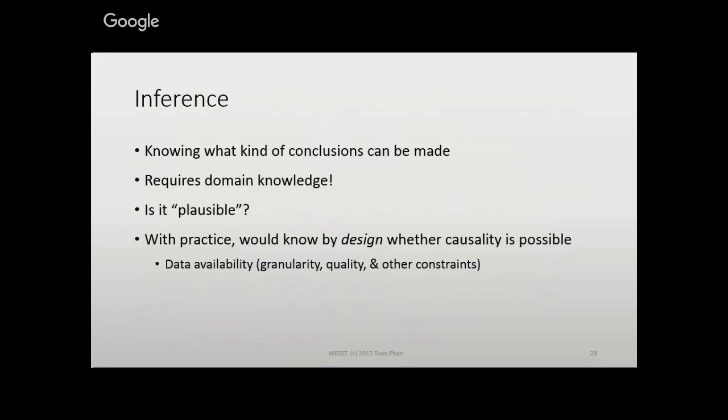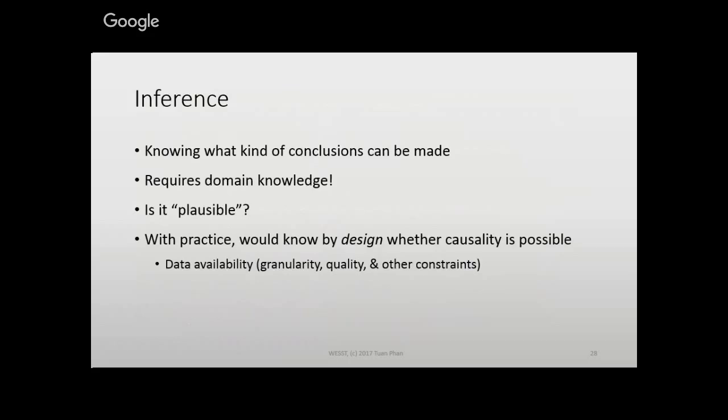And in practice, we should know by design whether causality is possible. So even before you start investigating a project, you should say, okay, if this is the type of data I have, and these are the conditions that we have, then using some of the techniques that we're going to cover today, causality may be possible. You want to do this even before you start data cleaning, because that's going to take a lot of time to clean and dive into.